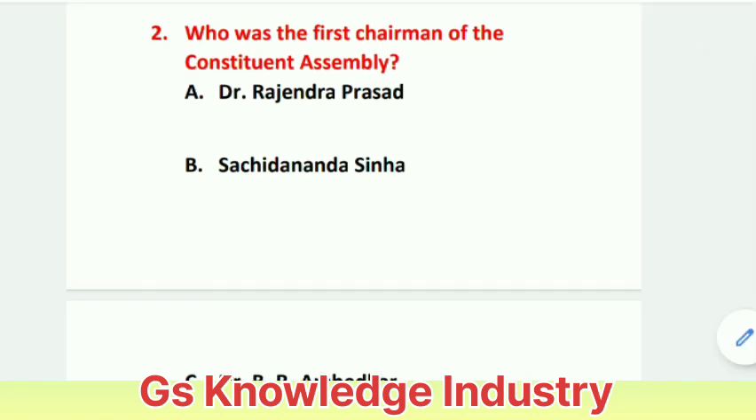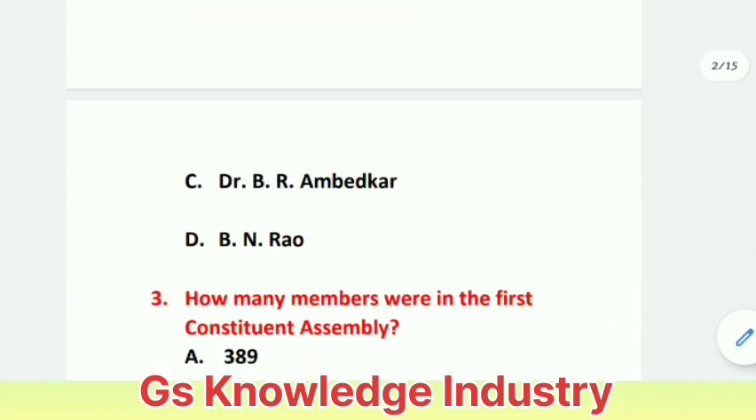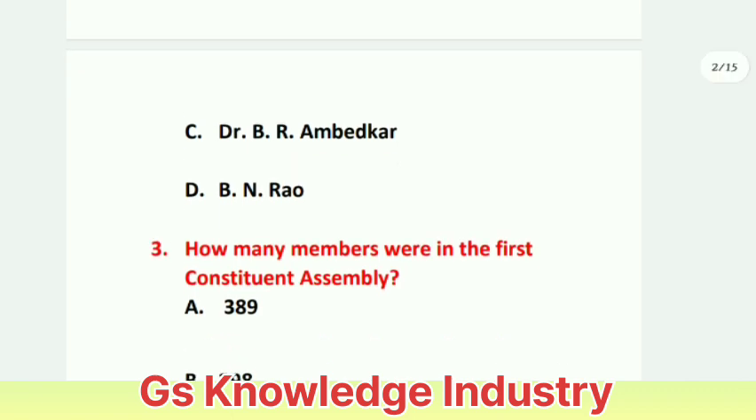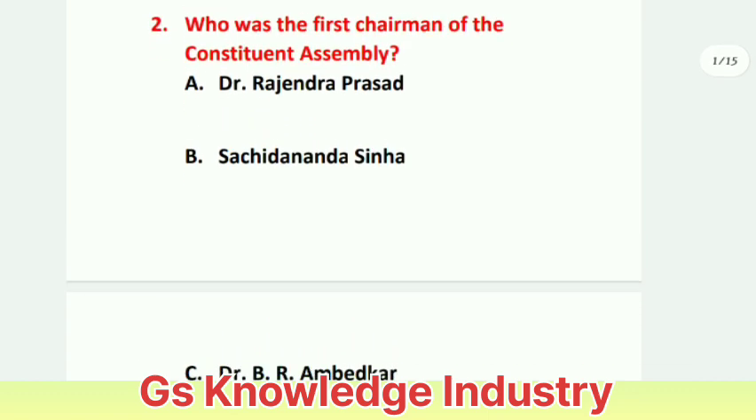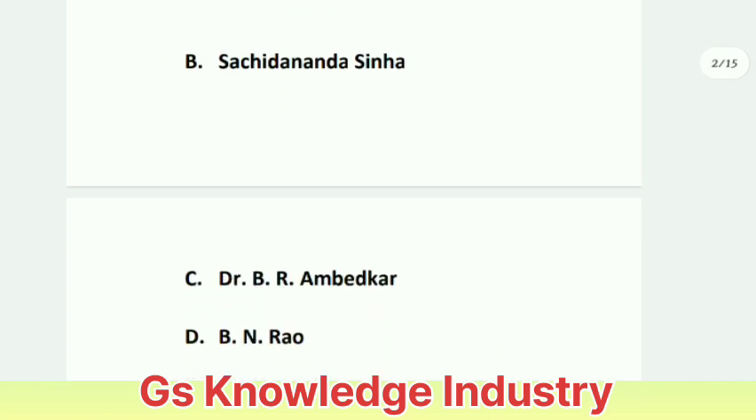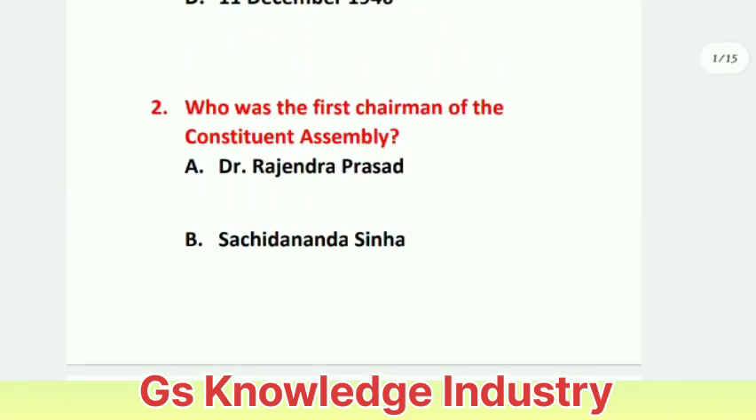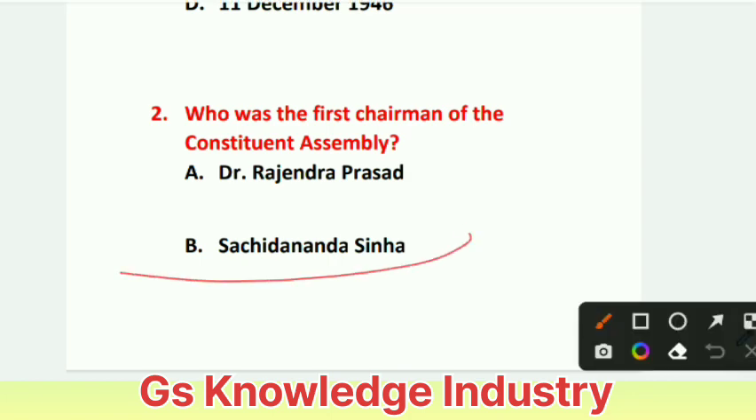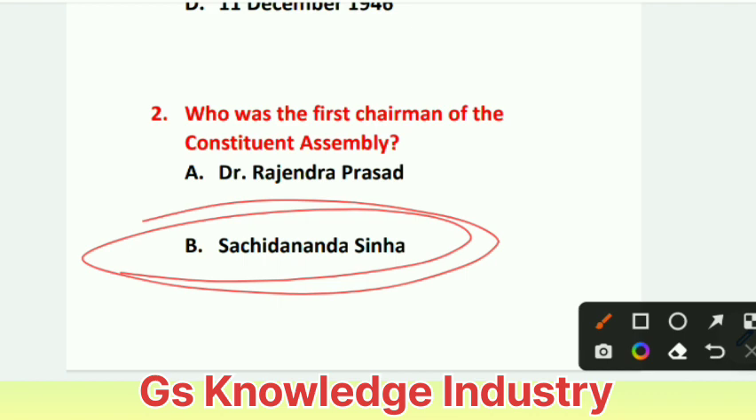2 number question. Who was the first chairman of the Constituent Assembly? Option A, Dr. Rajendra Prasad. Option B, Sachidananda Sinha. Option C, Dr. Bhimrao Ambedkar. Option D, B.N. Rao. Here the right answer is option C. Sorry, option B. First Constituent Assembly, first chairman. The right answer is option B. Dr. Sachidananda Sinha was the first chairman of the Constituent Assembly.